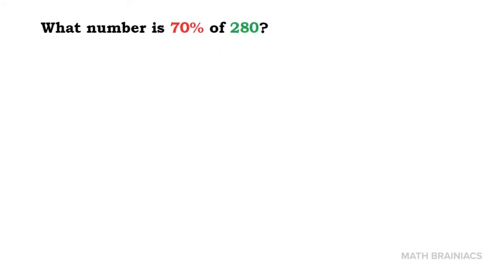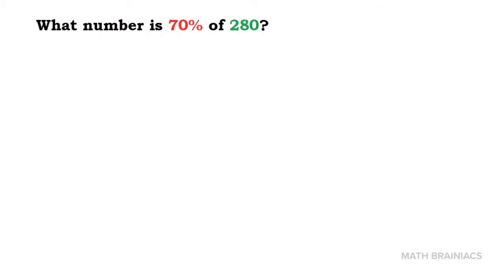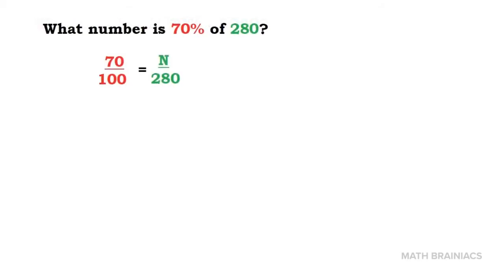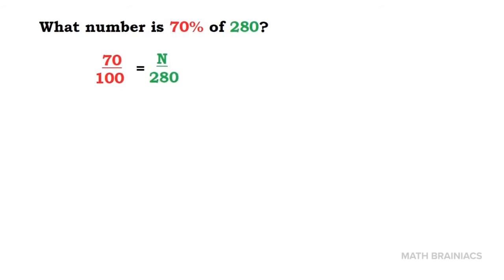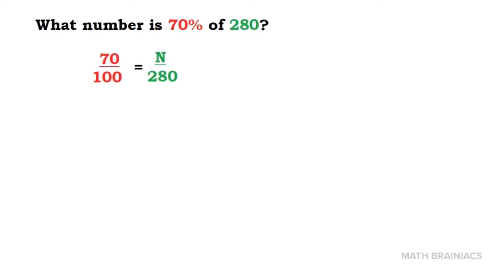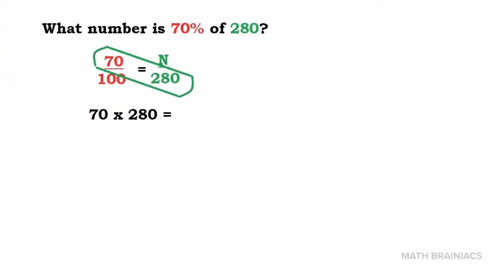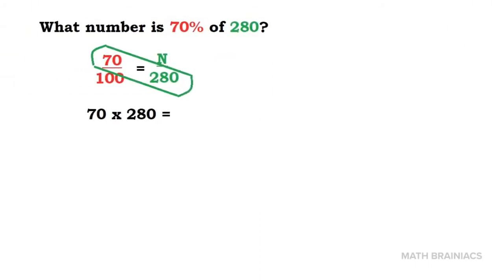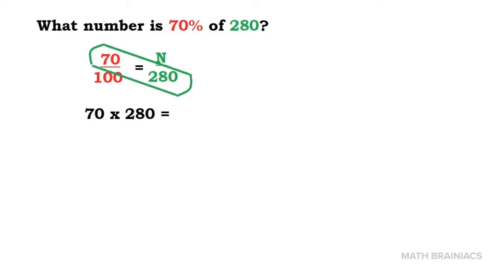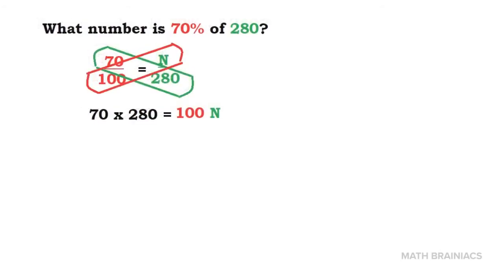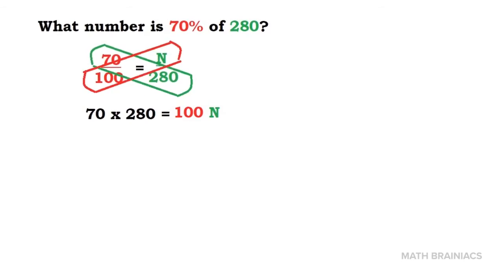Let us work on another example so that you can hit it off. What number is 70% of 280? We are looking for the number that is part of 280. Therefore, n over 280 is equal to 70 over 100. Applying the cross multiplication product, it will give us 70 times 280, which is equal to 100 times n.